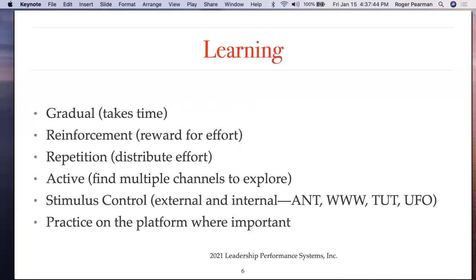We know that learning takes time. There has to be reward for effort, that behavior has to be repeated consistently before it sticks, so to speak, that there needs to be active use of and testing of behavior, and there has to be a very specific focus on reducing as many distractions as possible, external and internal. And the 4 internal distractions that show up most of the time are automatic negative thoughts, or worldwide worthless worries, or task unrelated thoughts, or unverified fearful objects.